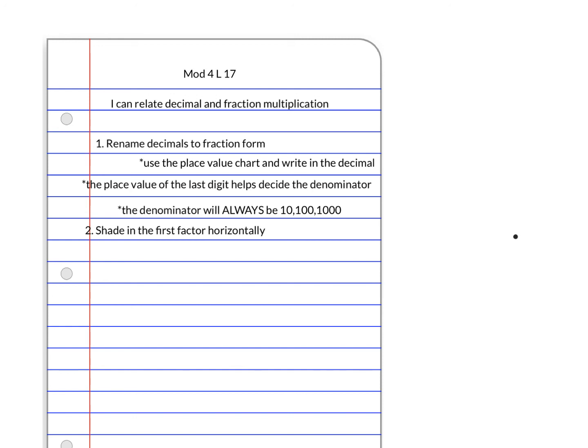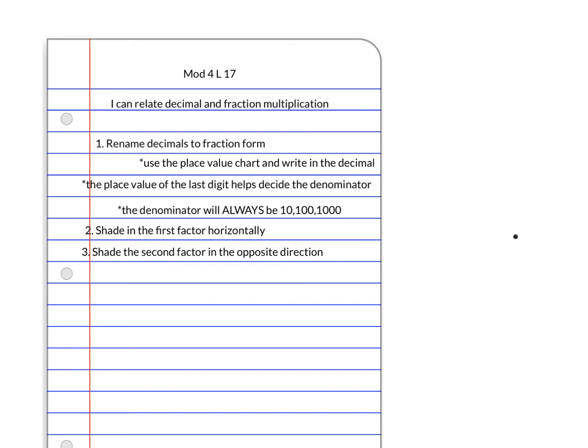Now we're going to move on to step 3. Our third step is to shade the second factor in the opposite direction on the grid. So make sure you're copying down the example as you go. We're going to shade our second factor, which is 4/10. So copy down step 3 and play the video when you are ready.